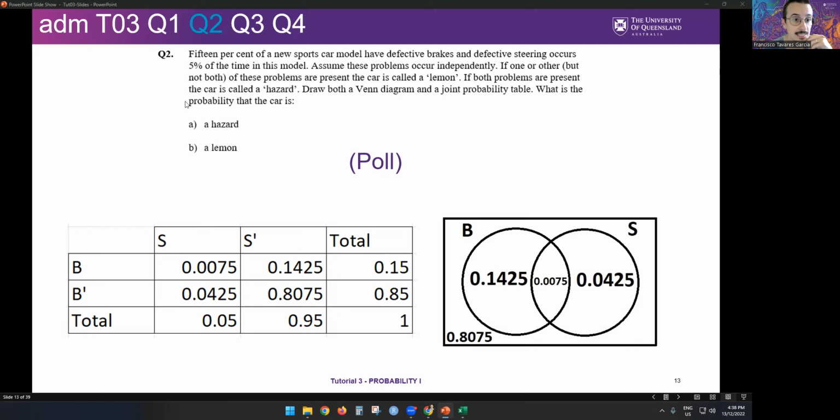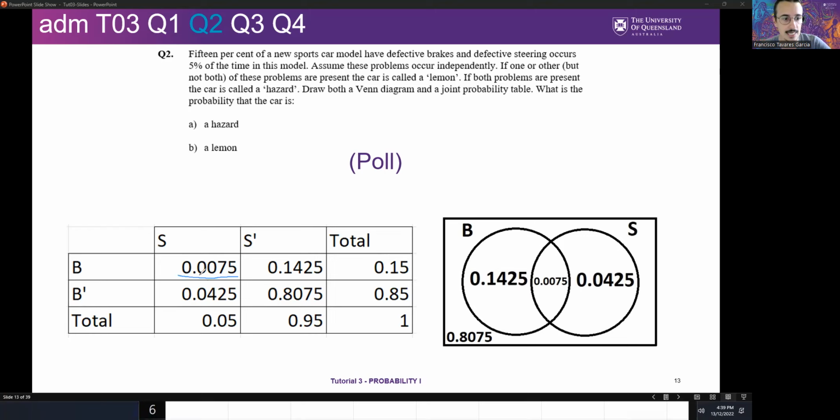First one, a hazard. Perfect. When the car is a hazard, it means both problems are there, brake and steering. Like your steering is not working, and when you try to brake because the car is not going the direction you want, it's also not working. That's a massive problem. So 16% of you got it right. It's right here, the intersection of both events happening.